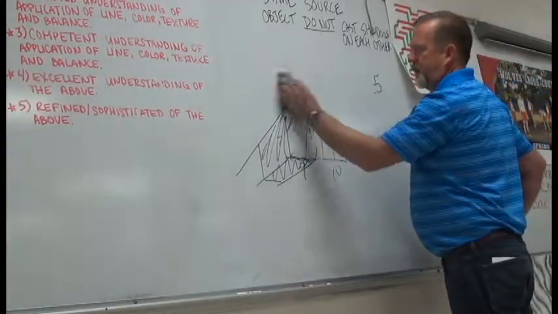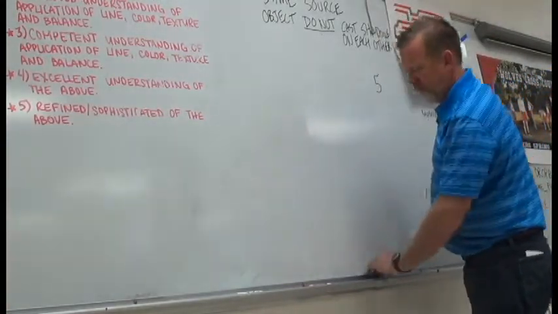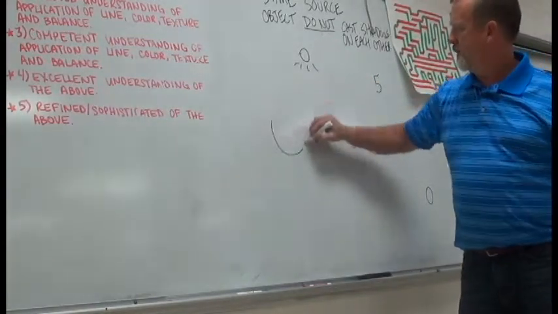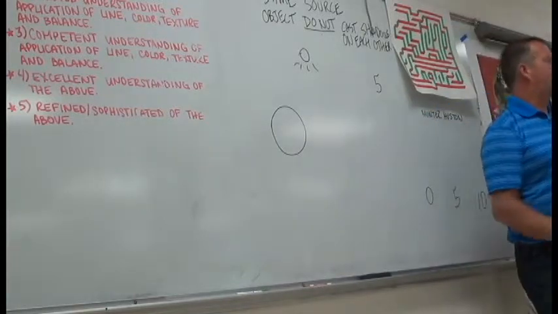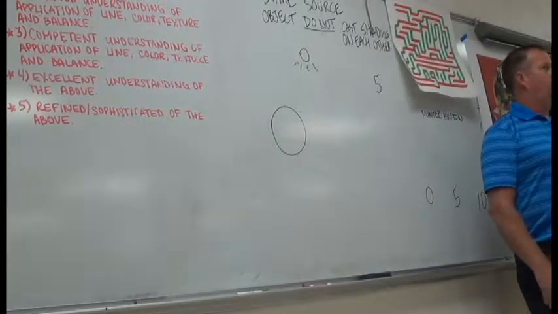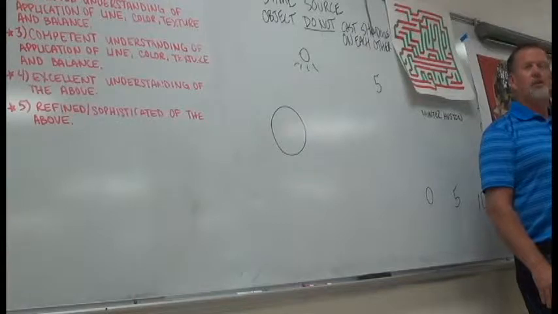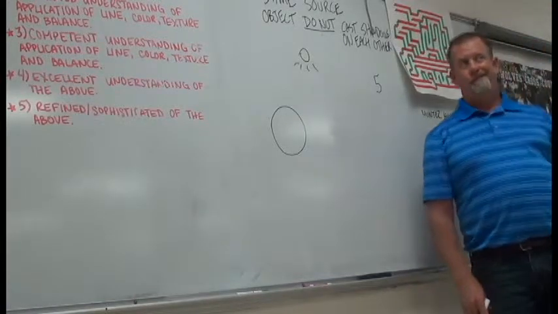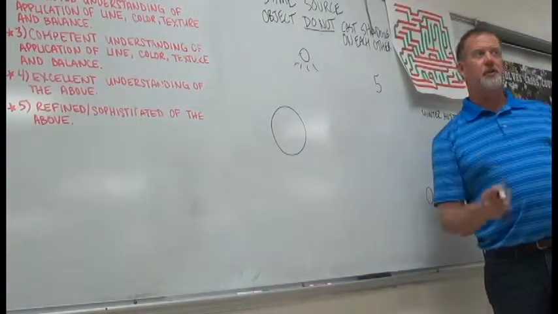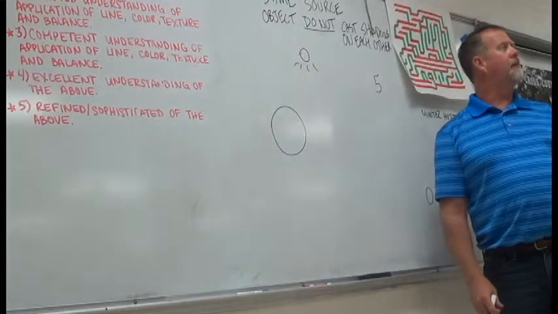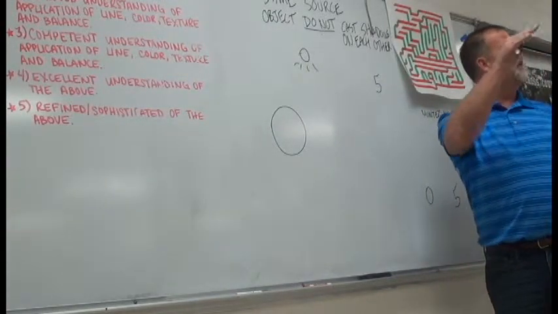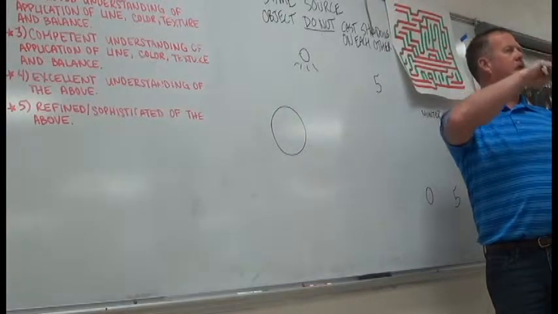Okay, let's try something a little more. What if we did that? Mr. Sadler, how do you shade a cylinder? Are there going to be sharp edges on it? Probably not, because it's smooth, right? So it's going to be a very smooth transition from where it's reflected to shadow.